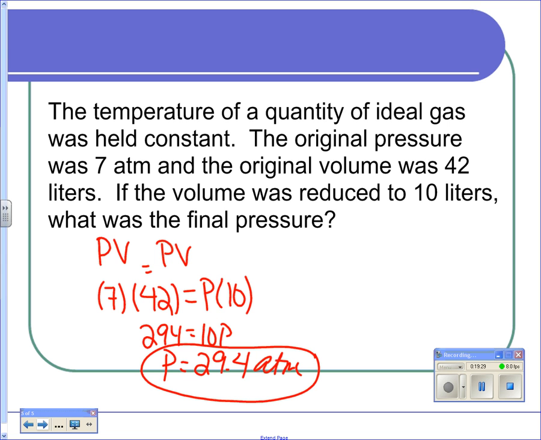Any questions on what these do? Okay. What is the formula you have to know? PV over T. Any questions there? No. Okay.